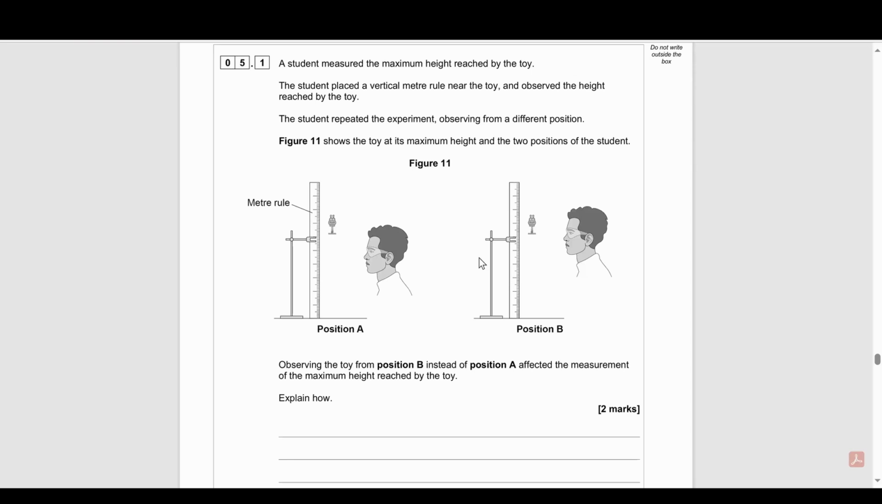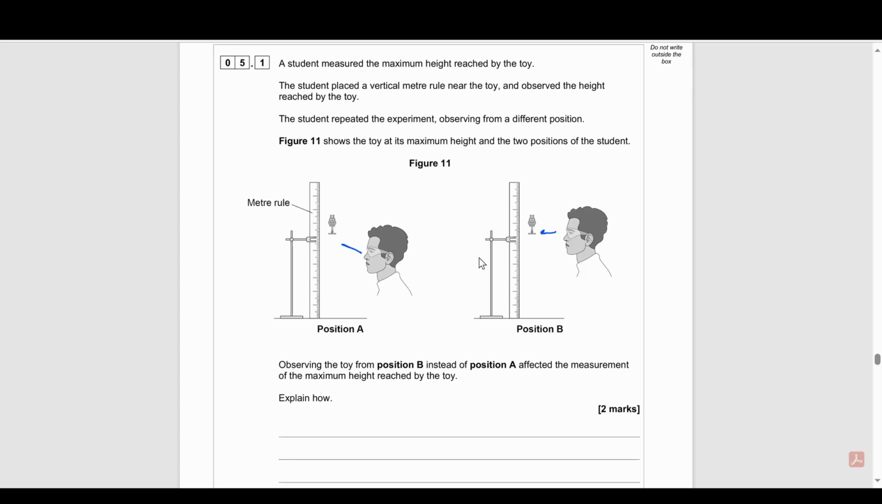So we can see that in position A, the person's head is below the object, specifically the eyes. And you can see in position B that their eyes are in line with the toy. Observing the toy from position B instead of position A affected the measurement of the maximum height reached by the toy. Explain how.